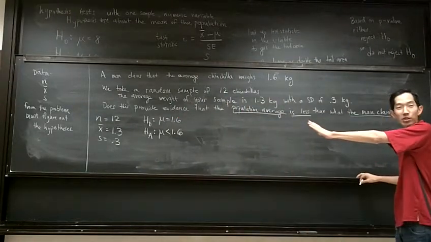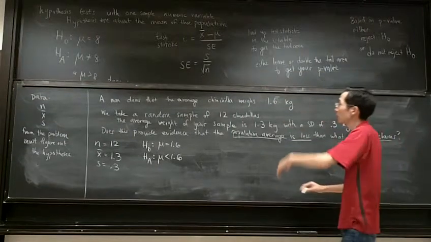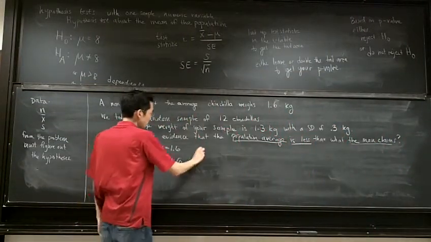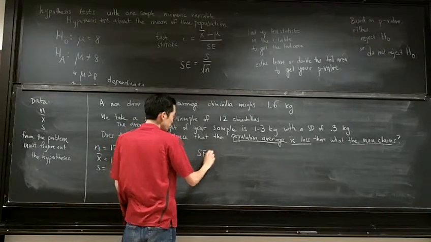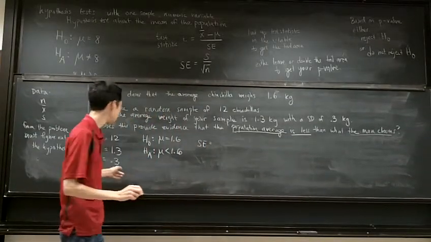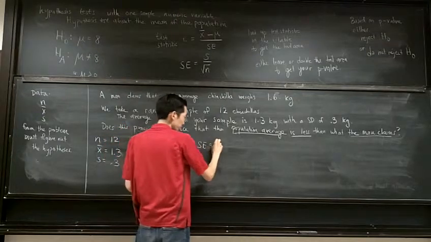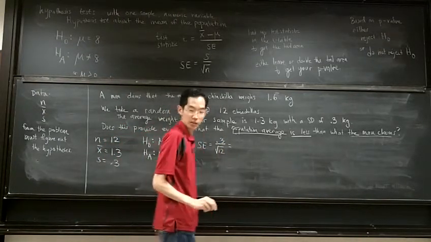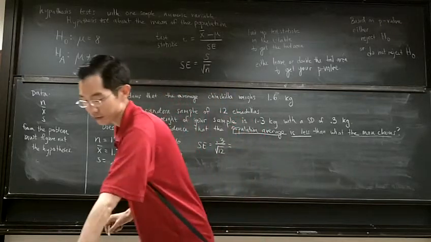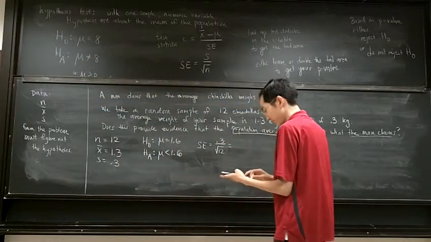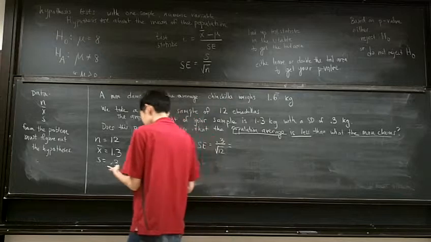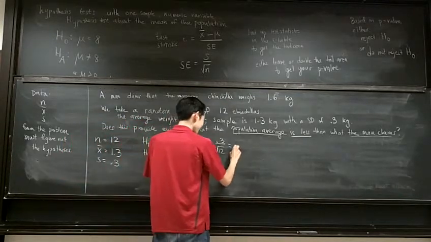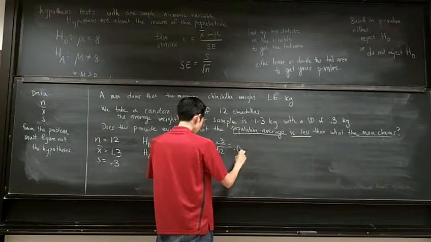Alright, so this part's good? Okay, let's figure out our test statistic. We first have to figure out our standard error. What is our standard error? It's going to be s over the square root of n. So that is 0.3 divided by the square root of 12. I get 0.0866.